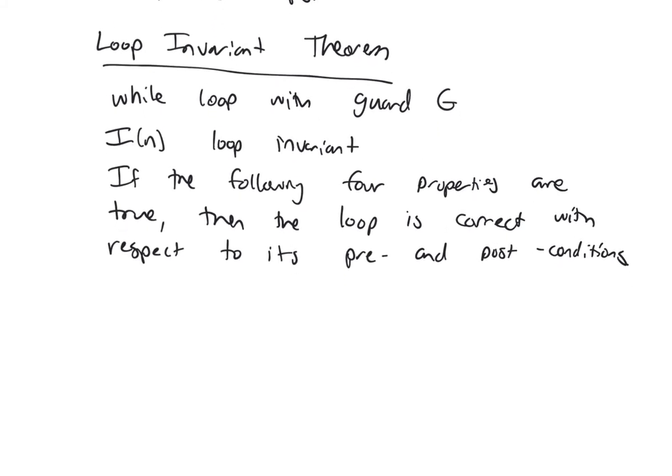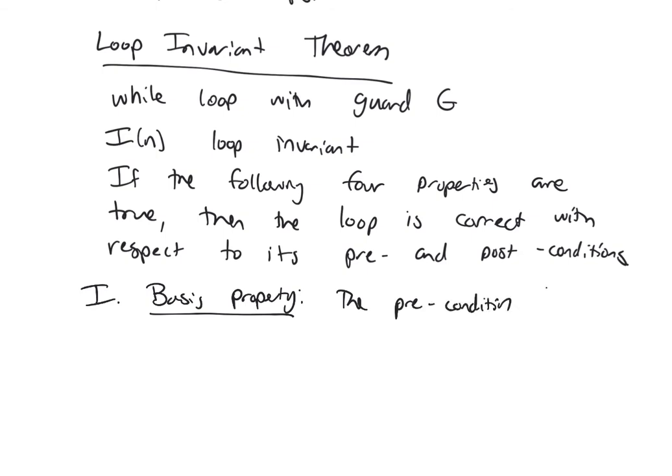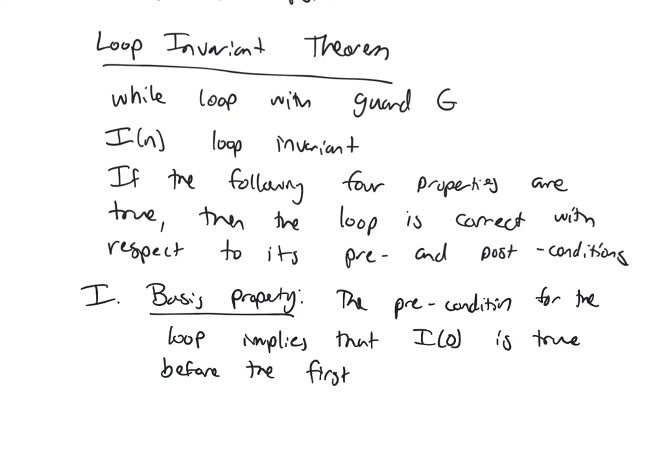So there's four properties. The first one is called the basis property. And it says that the precondition for the loop implies that your loop invariant I of 0 is true before the first iteration of the loop, the first time that the loop is done. So this part is very similar to the basis step in induction, saying that your loop invariant is true for the initial value 0.